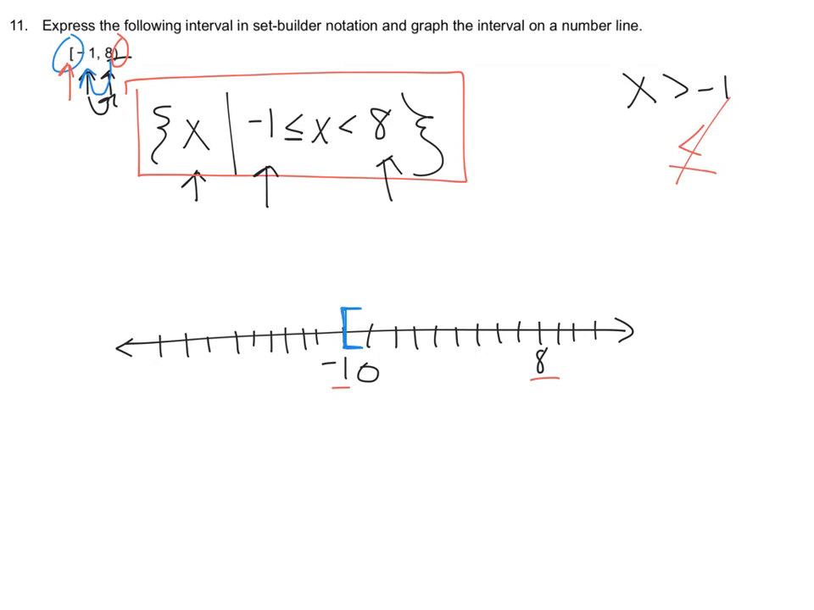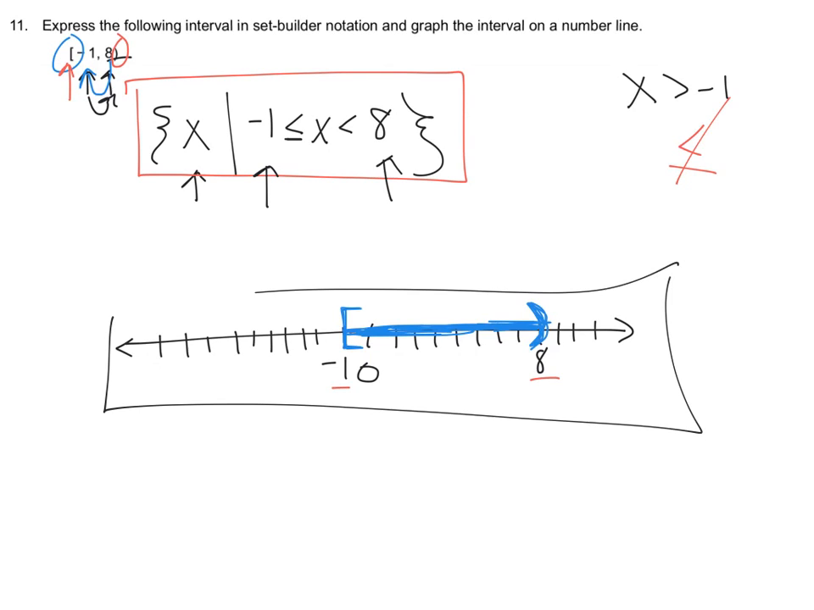Now, x is between -1 and 8, so this is going to keep on going until I reach a +8. Now my 8 is not included in the set, so I need to put a parenthesis at the 8 mark. And then we'll draw a thick line between the two numbers to show that x can be any value between those two numbers. And that's my answer for the graph.